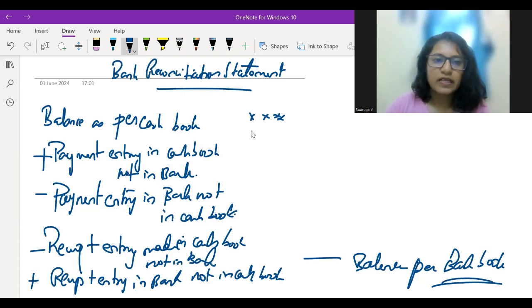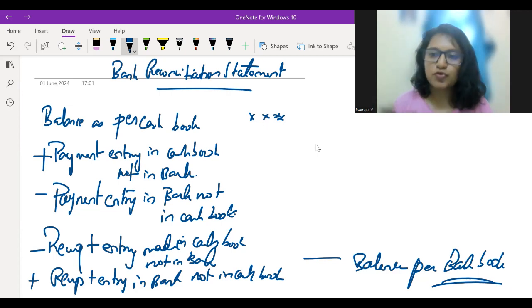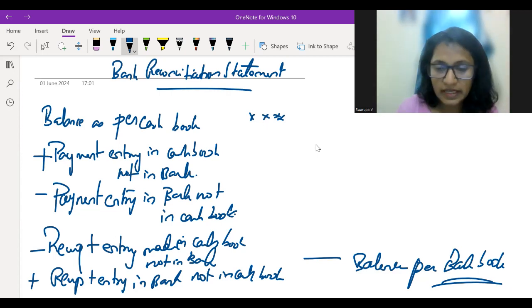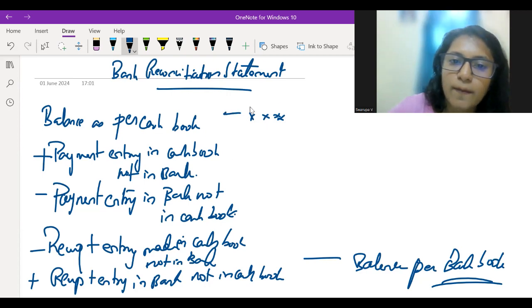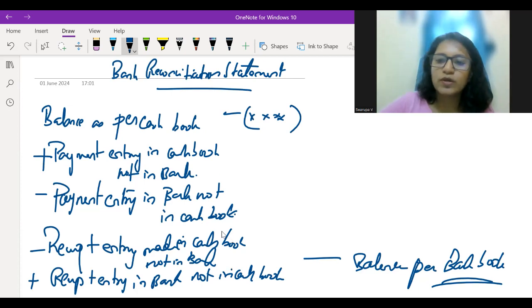And one more tip: if the balance as per cash book is an overdraft, usually the cash book should always show a positive balance. We should always have a balance in our cash book, right? It should always show a debit balance. What if it is showing a credit balance? What if there is an overdraft? In that case, just put a minus on your balance as per cash book, then keep the rest the same. You will arrive at the answer.